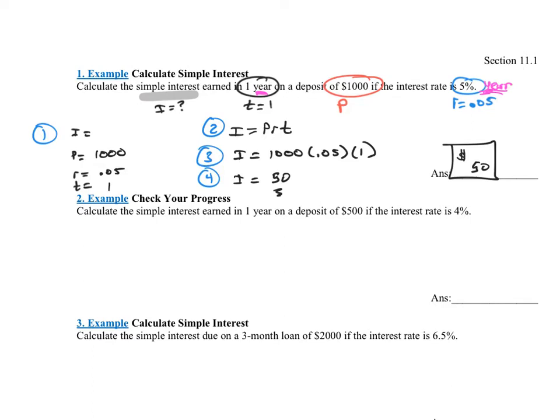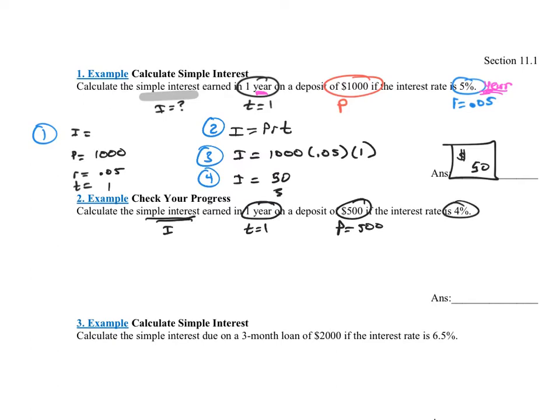Okay, let's move on to example 2. It says calculate the simple interest earned in 1 year on a deposit of $500 if the interest rate is 4%. So let's go through. Again, it says simple interest, so I know they want to calculate I. Earned in 1 year, so that tells me that my time is 1 year. A deposit of $500, so my principal is $500. And then an interest rate of 4%.